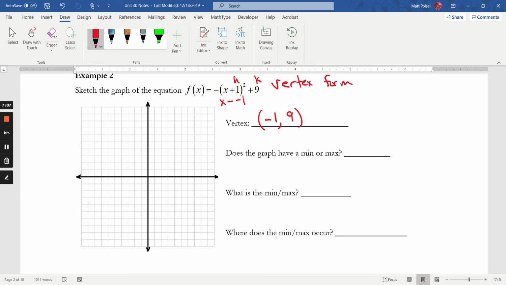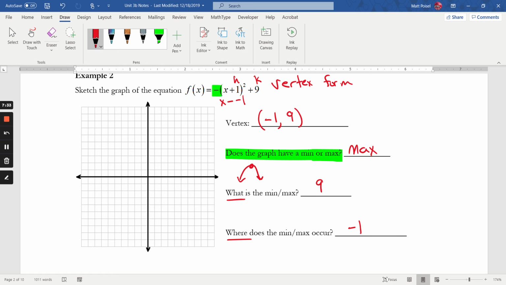Does the graph have a min or max? To do that, we're going to look right here at that negative. Because it's a negative, we know that it's going to open as an upside down U, so then that vertex right there is a maximum point. Okay, what is the max? Remember, that's the y value. Where does it occur? Right there.